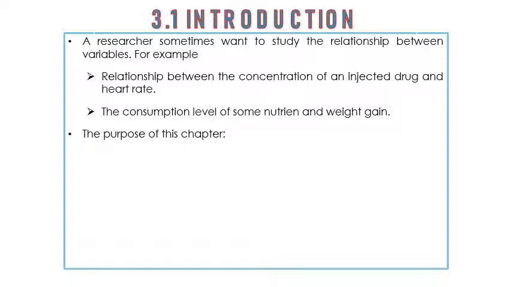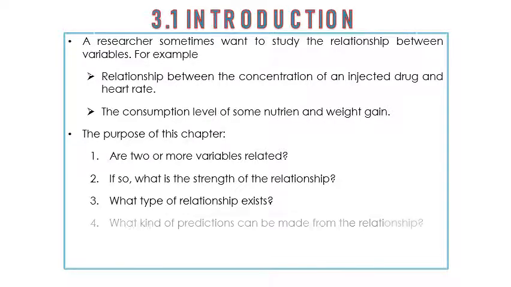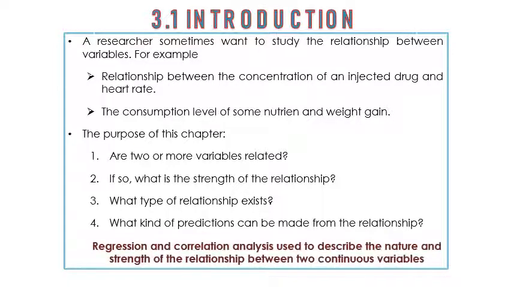Okay, for the purpose of this chapter: are two or more variables related? If so, what is the strength of the relationship? What type of relationship exists? What kind of prediction can be made from the relationship? So regression and correlation analysis is used to describe the nature and strength of the relationship between two continuous variables.